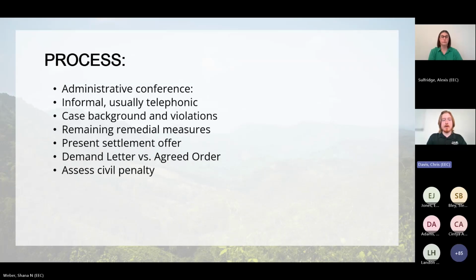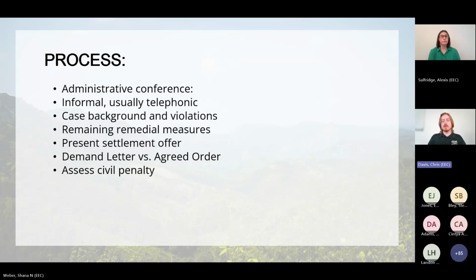And then after that, we will schedule a conference. We like to call these administrative conferences. They can be either telephonic or in person. It's whatever you would like to request. We're happy to accommodate anything that you want to do with those. And these are usually informal. It's just sit down, both sides of the table.